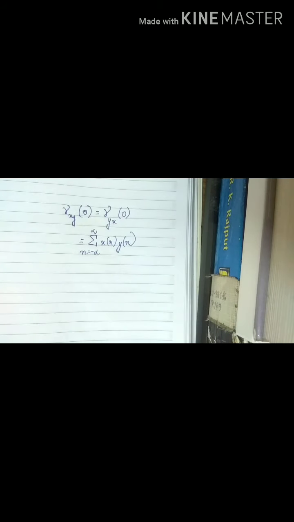If the value of L is 0, in other words, if the lag parameter is having a value of 0, then we can write gamma xy with suffix L equal to 0. This will be also equal to gamma yx with L equal to 0, and this value can be written as summation n ranging from minus infinity to plus infinity x(n) into y(n).